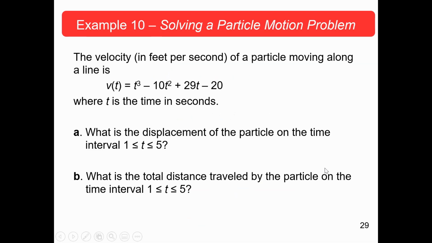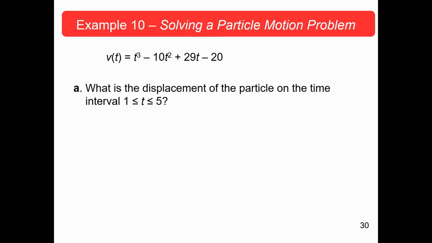Now, here's a problem. The velocity of a particle moving along a line is v of t equals t cubed minus 10t squared plus 29t minus 20. t is in seconds. We want to find first the displacement, then the total distance traveled. So, how do we do that? All right, we're going to look at displacement. We know we just integrate.